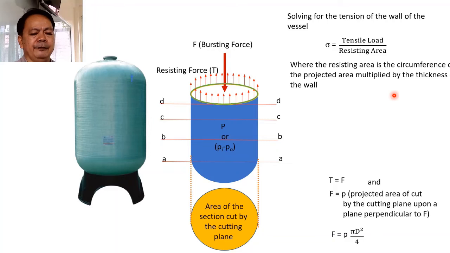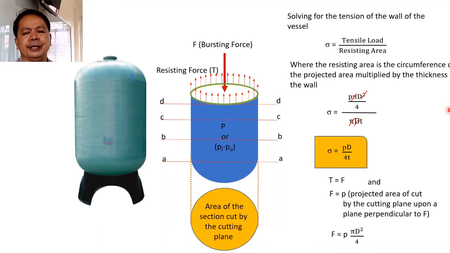And again, if that would be substituted here, ito natin yung area, yung nagbibilik na yun na kulay green and yellow. Our formula becomes P times pi d square over 4 divided by pi d t. And again, this will be cancelled. And so you'll have here PD over 4t. And you will notice that it is the same as that of the stress developed on the sphere as well as the stress developed along the longitudinal direction of the cylindrical tank.